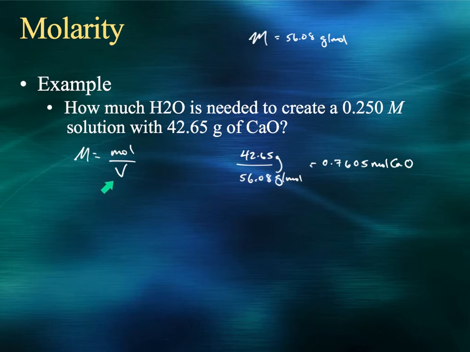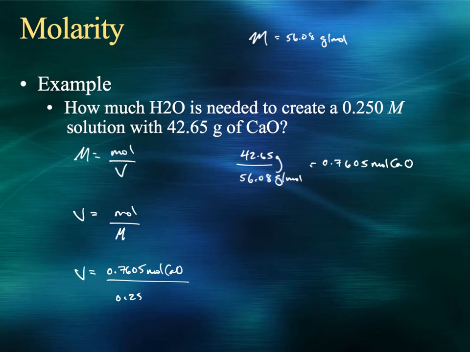And if I'm solving for the volume now, I'm going to bring volume up to this side and bring the molarity over to that side. I end up with volume equals moles divided by molarity. So the volume here is going to be 0.7605 moles CaO divided by the molarity given, 0.250 molar. So how much water do you need for that? We get with three significant figures 3.04 liters. So you need 3.04 liters of water to make that kind of a solution, 0.250 molar, given 42.65 grams of that substance.